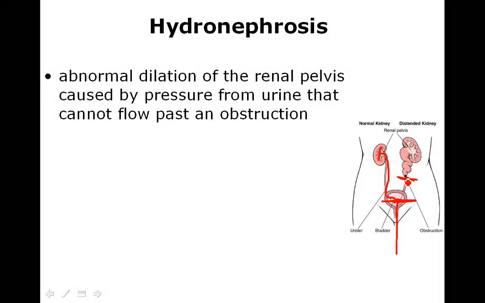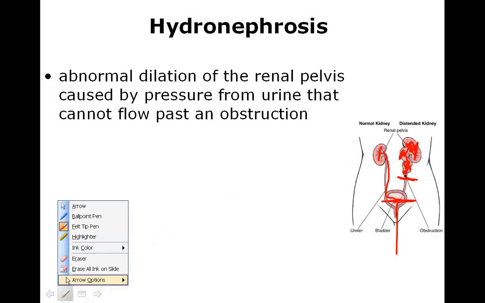When a person has an obstruction, like a kidney stone, the urine that should be moving out of the body is building up, causing this hydronephrosis. Hydro means fluid, and nephros means kidney: an abnormal condition of the kidney. The fluid builds up on the kidney and causes an enlargement of the kidney, a dilation of the renal pelvis.